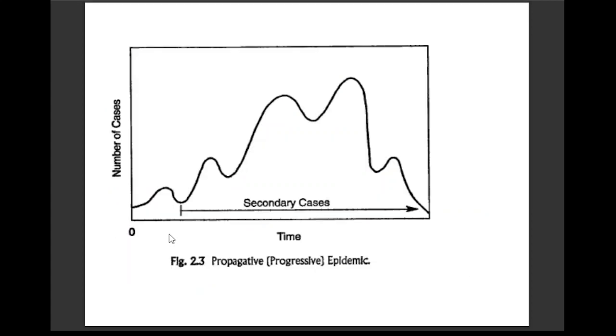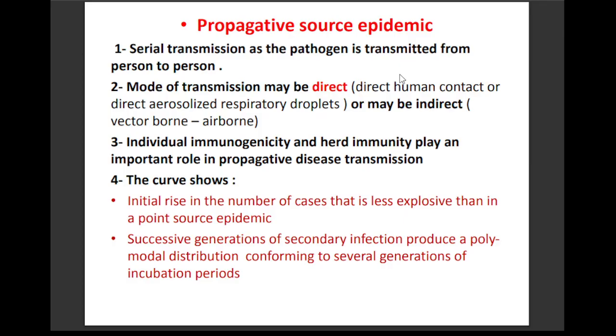Here we can see this curve, and immediately after looking at this curve, we can relate it to our present-day COVID-19. Here we have seen the first wave, then a second wave, then a third wave, this can be a fourth wave, and it can keep on increasing like anything. Immediately after the third or fourth wave, the number of cases can lower down or it can even keep on increasing for an unlimited time period. So this curve, the propagative source epidemic, is of prime concern.